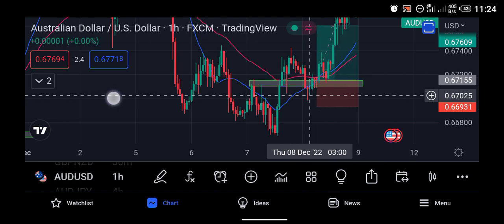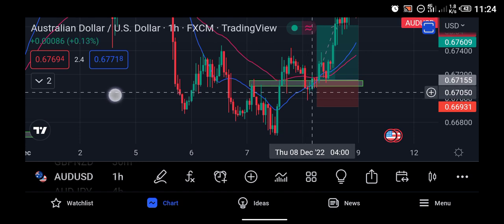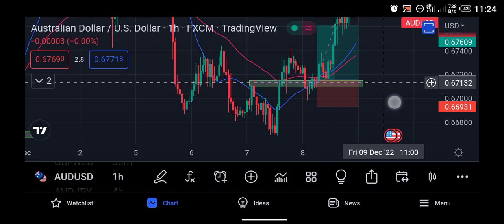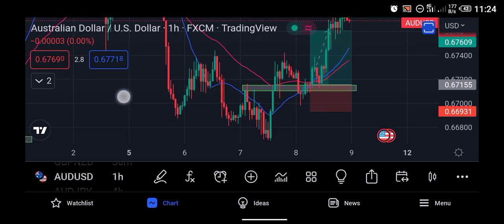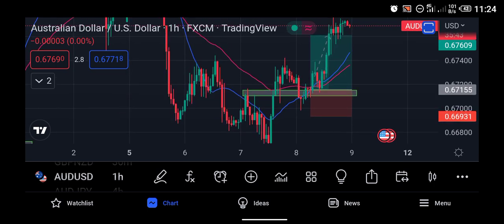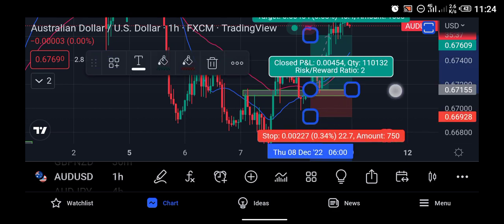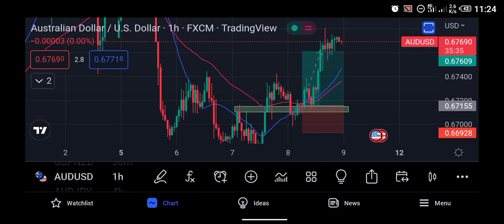You notice that after this hammer stick, there was an indecision candlestick, followed by a bullish engulfing candle, which is what I mean by close above candlestick. So once you see that close above candlestick, you pick your position size and you go into the trade. You place your stop loss below the wick and you go for one to two risk to reward. And you can see this trade is a winning trade.